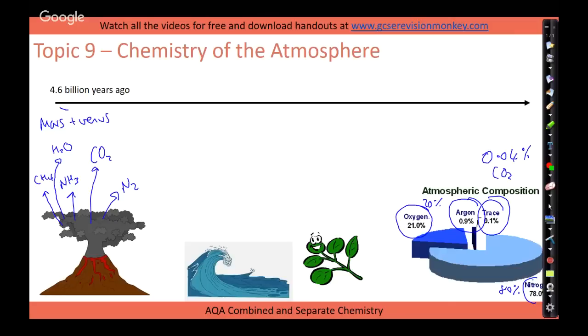What you need to know, maybe a 6 marker, maybe an extended answer question, is how the atmosphere has evolved. First of all, this water vapor that was produced condensed to form the oceans.